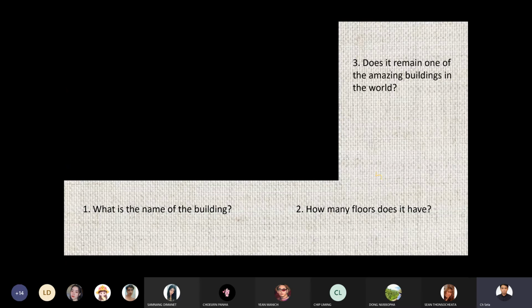Okay, everyone. So now we can check the answer together. All right. Okay, so now, what is the name of the building?